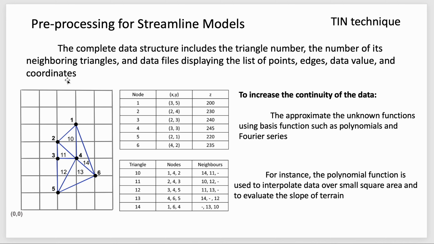The TIN technique is more structured, including triangle numbers, and each number can be used to interpolate the unknown point's elevation that can be calculated using triangular properties. For instance, the polynomial function is used to interpolate the data over a square area and to evaluate the slope of the cell.